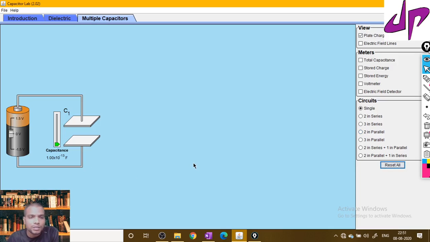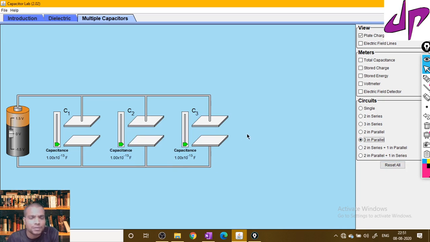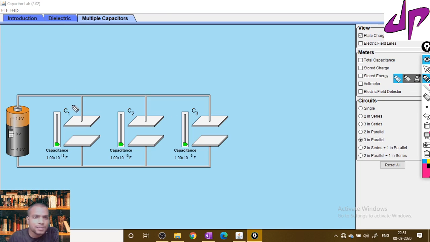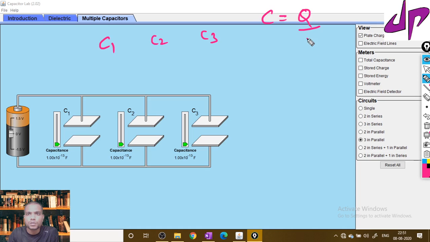Let's find the total capacitance in a parallel combination. Suppose I take three capacitors, having capacitances C1, C2, and C3. You should always remember this formula: C equals Q upon V, charge per potential. Now they are connected in parallel.